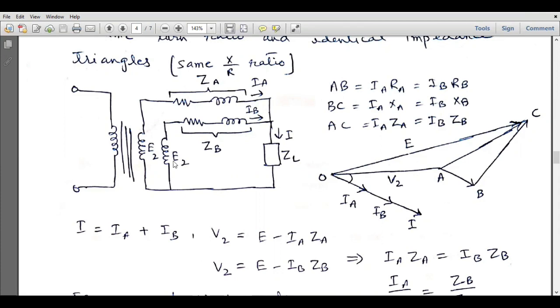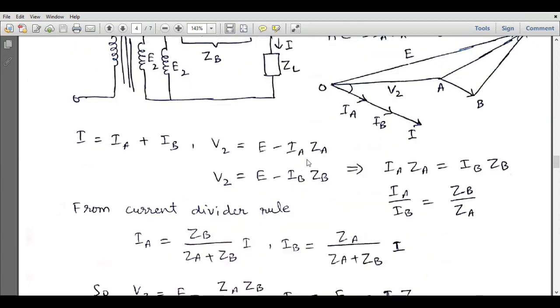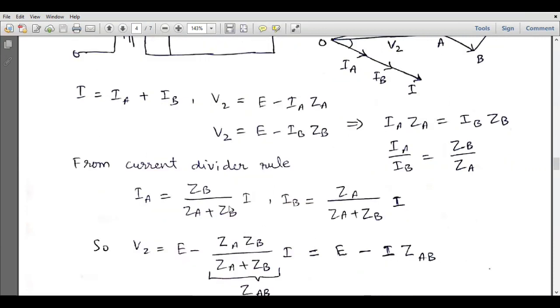Similarly, V2 can be written as E minus IBZB. So when we compare these two equations, we can write IAZA equal to IBZB, and IA over IB is equal to ZB over ZA. So from the current divider rule, IA is equal to ZB divided by ZA plus ZB into I. Similarly, IB is equal to ZA divided by ZA plus ZB into I.